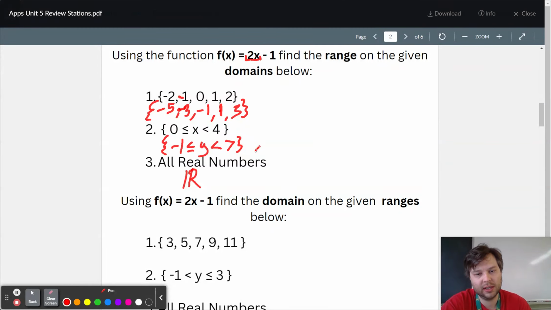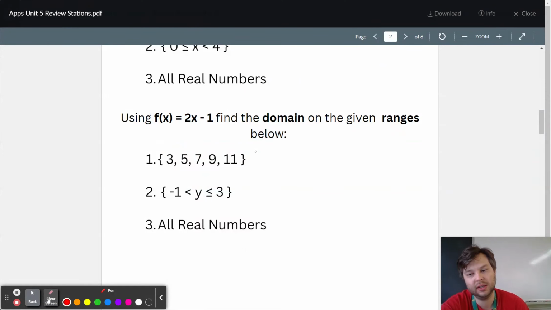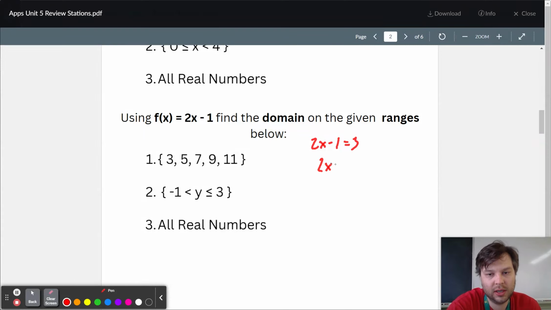Now, on the next part down here, we are just flipping the question around. Instead of me telling you what the domain is to plug in, I'm telling you what the range is. So now you just solve. Solve 2x minus 1 equals 3. So add 1 and divide by 2. X is equal to 2.